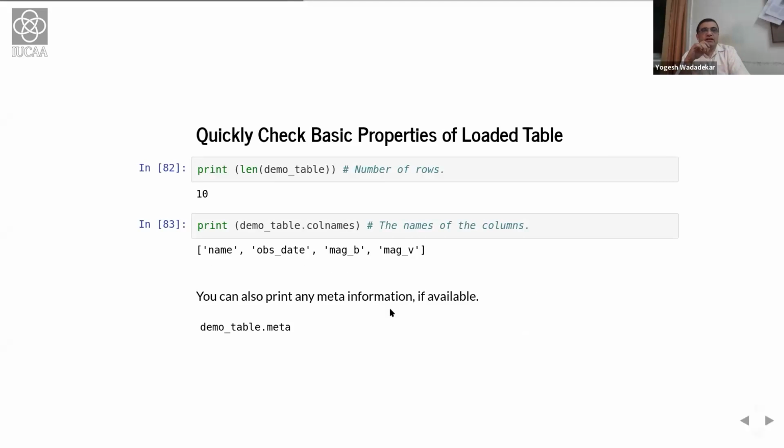You can quickly check the basic properties of the loaded table. There is a concept of the length of a table, and that basically corresponds to the number of rows of data that you have in the table. So if I do print len demo table, it prints the number of rows. If I print demo table.colnames, then it prints the names of the various columns. So we saw name, observation date, magnitude in the B band, and so on. If there is some metadata about the table which describes the properties of the table itself, then demo table.meta will print that out.